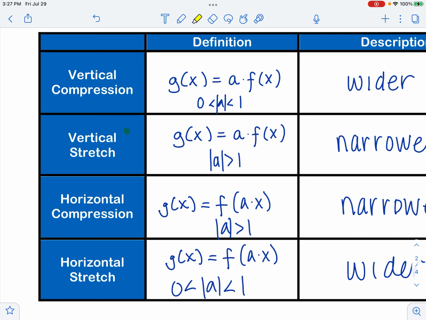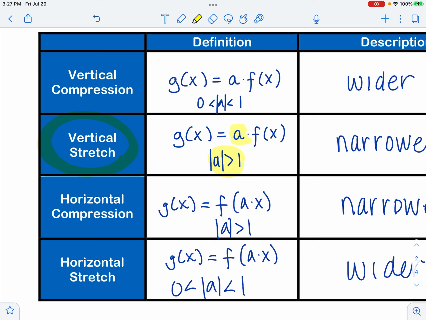The answer is vertical stretch, okay? So what I do is I memorize what a vertical stretch looks like. That helps everything else to fall into place. A vertical stretch, once again, is when you have a coefficient in front of your function and it is bigger than 1, okay? So if I see a 3 in front of my parent function, a 17, or a -6, because remember absolute value, it's bigger than 1, that is a vertical stretch.